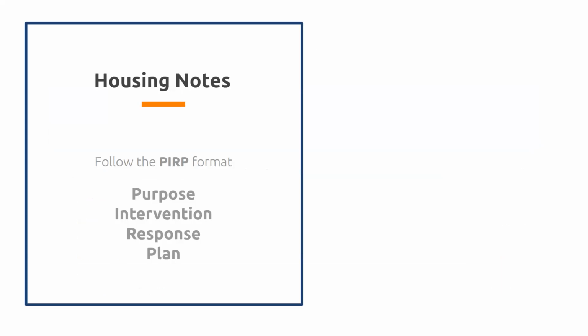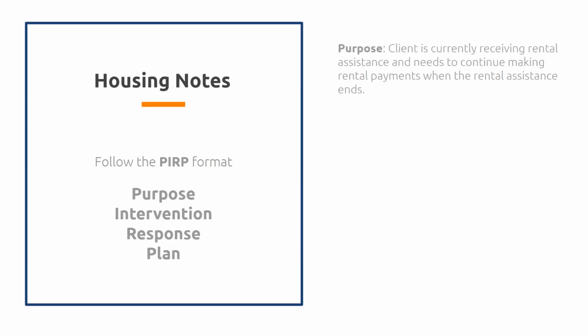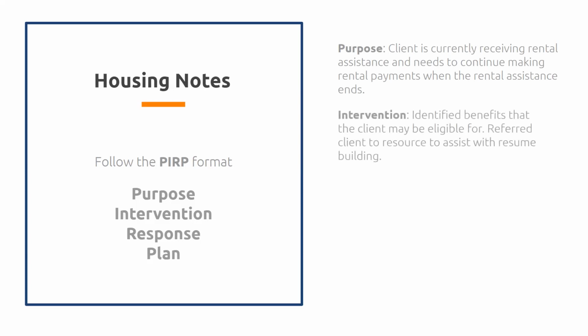So, what is the purpose? This is to identify the purpose of the session. Why was the session necessary? So, an example would be that the client is currently receiving rental assistance and needs to continue making rental assistance payments until the rental assistance ends. Next, we have intervention. What did you do to assist the client? So an example would be that we identify benefits for the client that he or she may be eligible for, and refer the client to resources to assist with resume building.